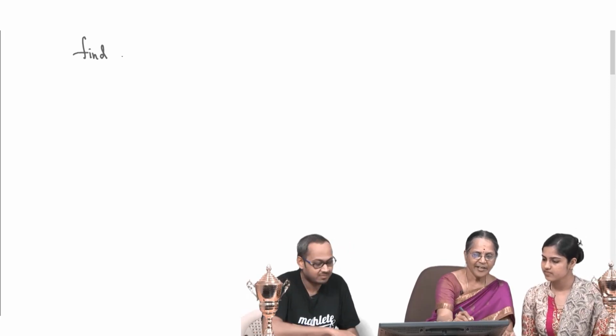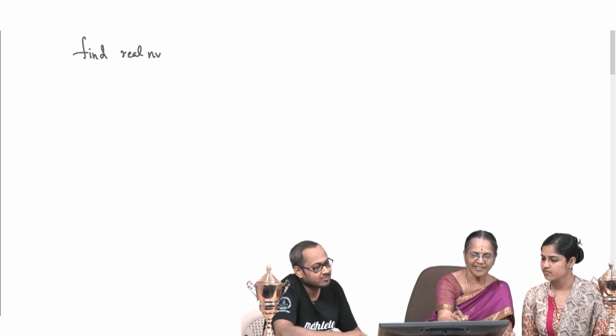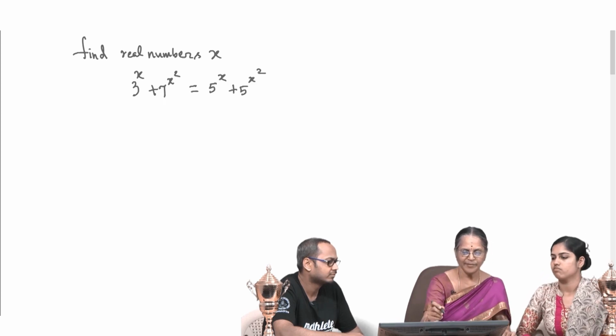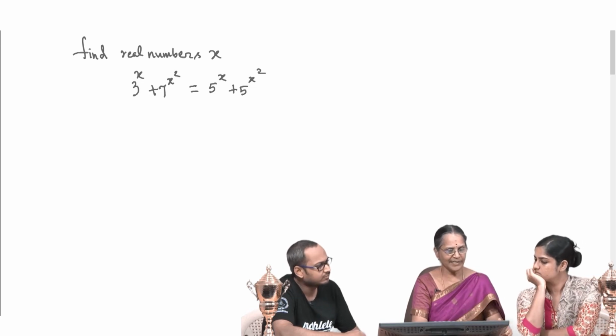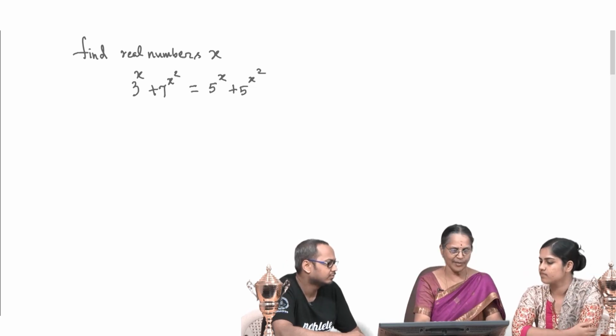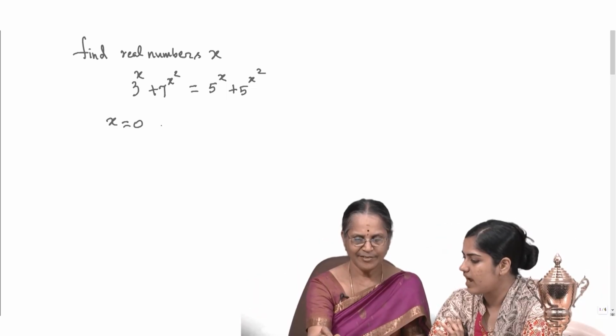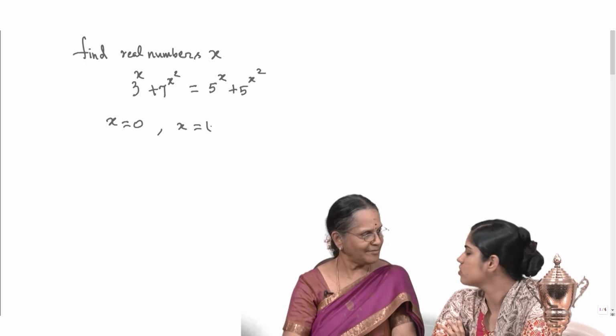Okay, ma'am. So, I would like to discuss this problem first. Namely, I want you to find real numbers x such that 3 power x plus 7 power x square is 5 power x plus 5 power x square. So, I want all real numbers x which satisfy this equation. Do you see some obvious solutions? x is equal to 0 and x is equal to 1 are definitely solutions to this problem.